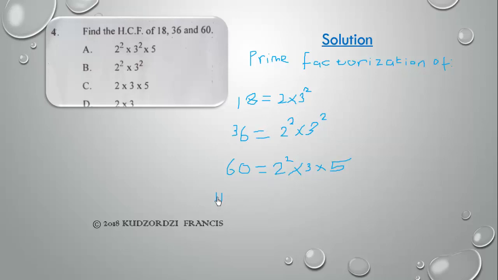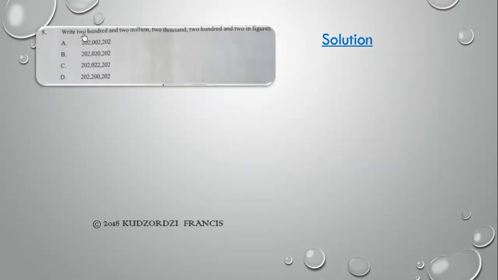So the HCF is a factor that is common to them. So we take the list of all the factors that is common to all of them, which is 2 to the power 1. It's common to all of them. Then 3 to the power 1 is also common to all of them. So the HCF is 2 times 3.